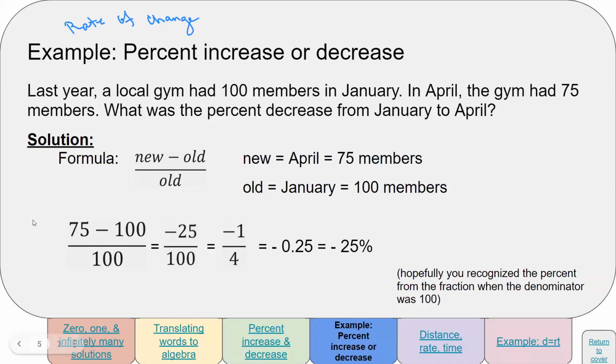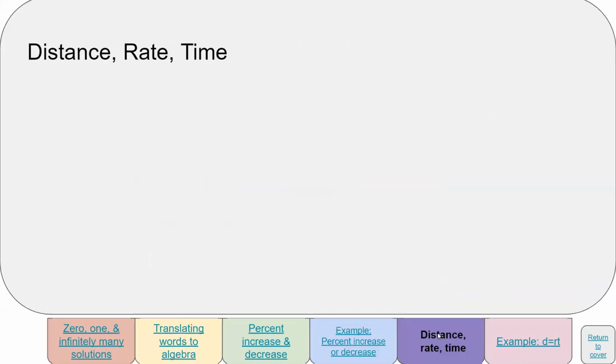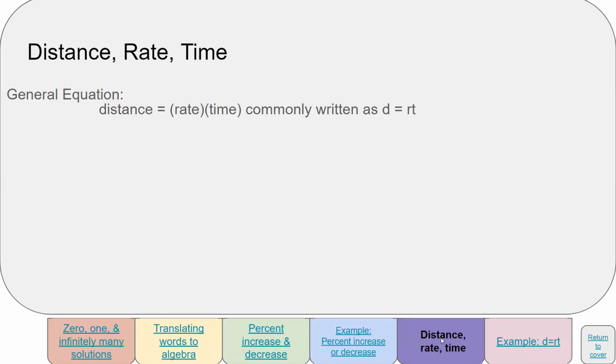All right, so now, distance, rate, and time. A lot of people have problems with these because they are bigger word problems. Just the general thing that we know with distance, rate, and time is distance equals rate times time, which we commonly write as d equals rt, looking with variables and stuff like that.